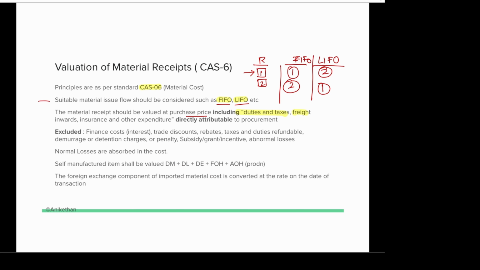Also, all directly attributable costs related to material receipt are included in cost of material. These include duties and taxes, freight inward, insurance, and other expenditures.